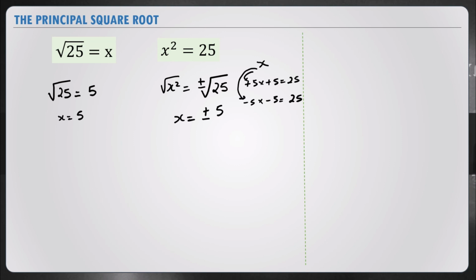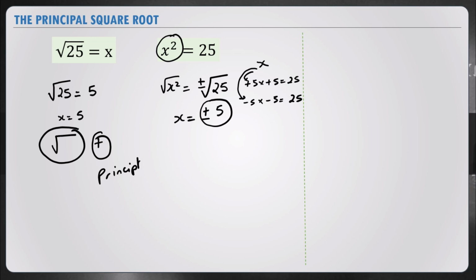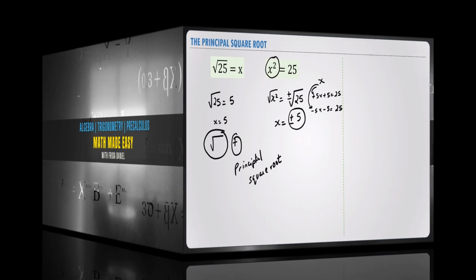So whenever you're asked to find the value of x when x is squared, that's when we use the positive and negative. Whereas when the question has just the radical sign, that's when we give only the positive answer. And this positive answer is called the principal square root. The positive root is called the principal square root, usually used when you're using only radicals and not when you're trying to find the value of x when x is squared.